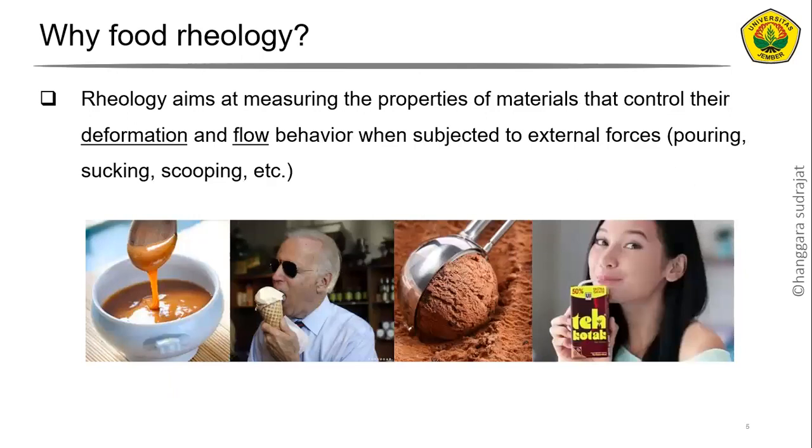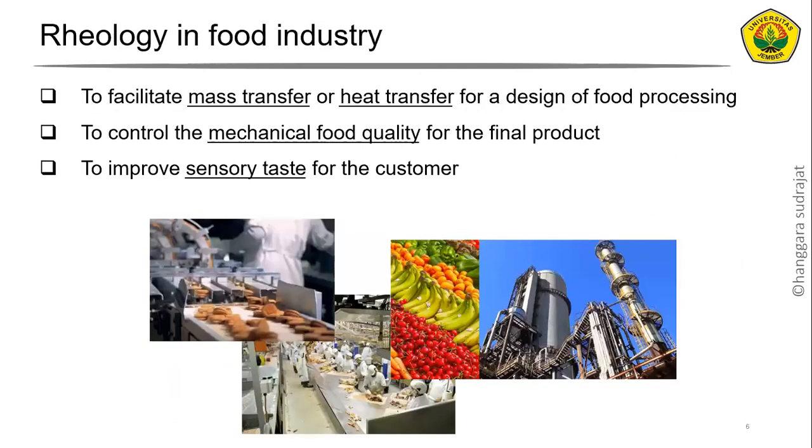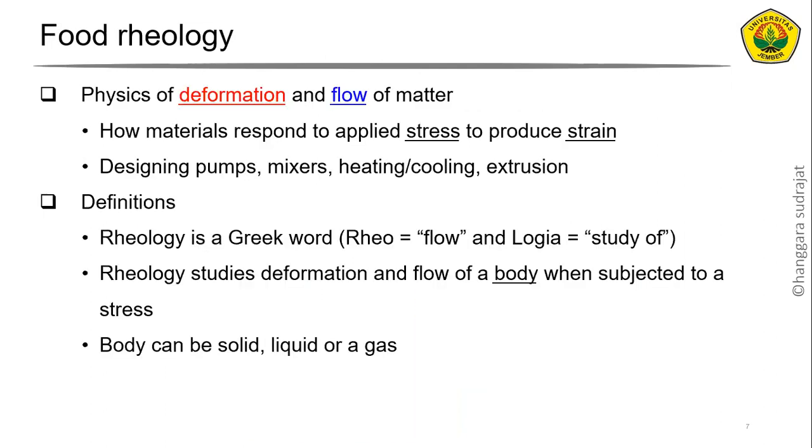So here rheology aims at measuring the properties of materials that control their deformation and flow behavior when subjected to external force. External force here, for instance, pouring, sucking, scooping, and so on. So how about rheology in the food industry? Rheology plays a critical role in, for instance, facilitating mass transfer or heat transfer for the design of food processing, to control the mechanical food quality of the final product, and also to improve sensory taste for the customer.